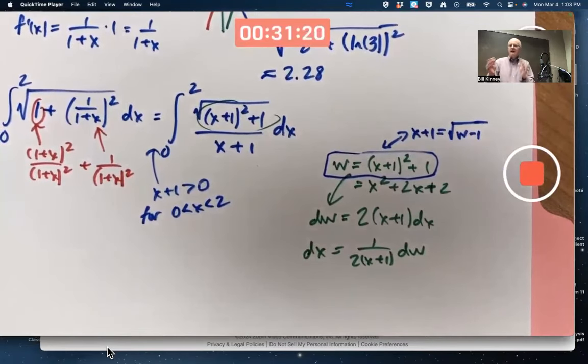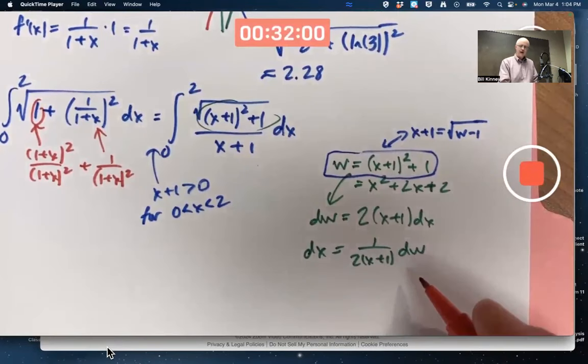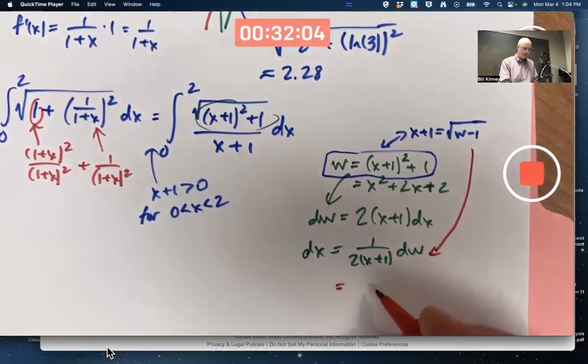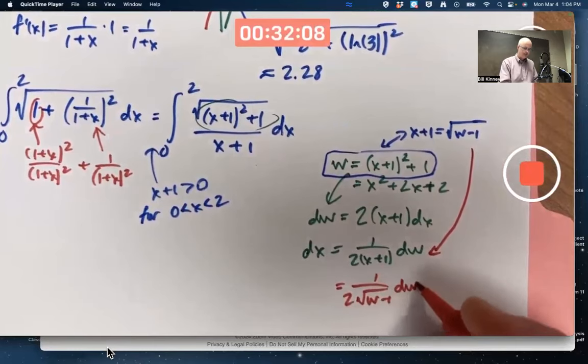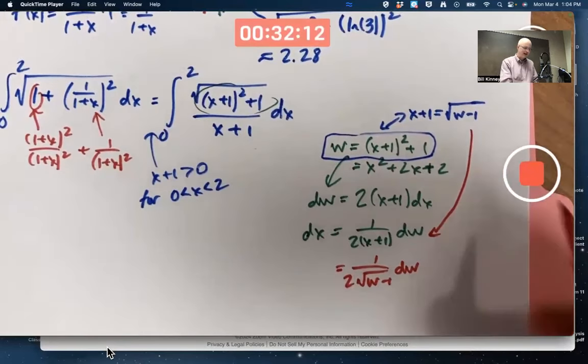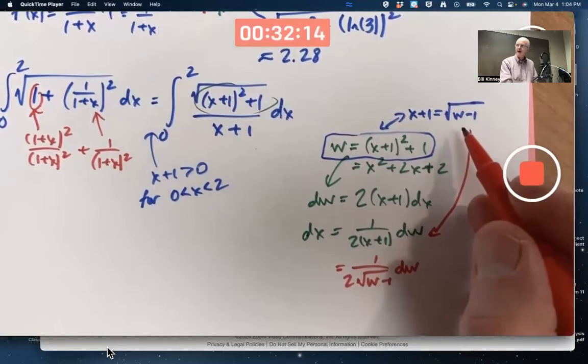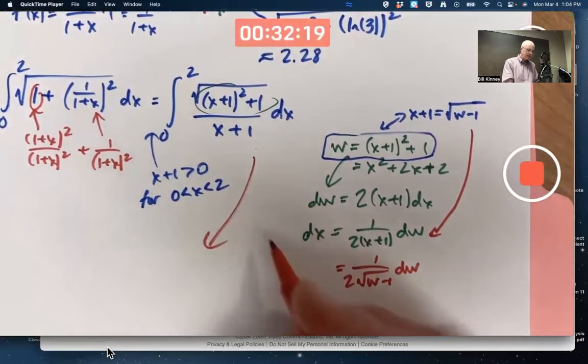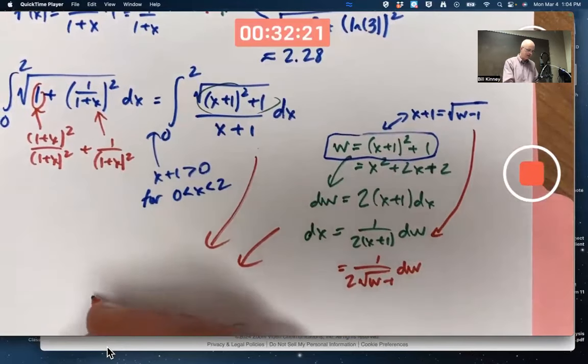Okay, again, it's not clear that this is going to be helpful. You're just sort of blindly trying something and seeing what happens. I can now use this to rewrite this in terms of w. 1 over 2 square root of w minus 1 dw. x plus 1 is positive for the definite integral, so I can take the positive square root here. Anyway, after all these replacements, what's going to happen?